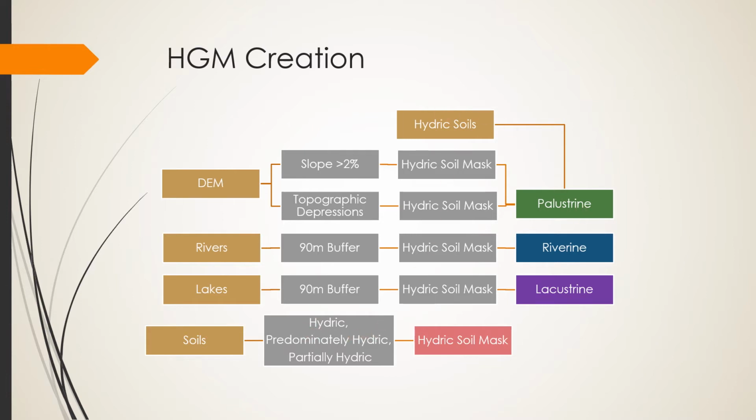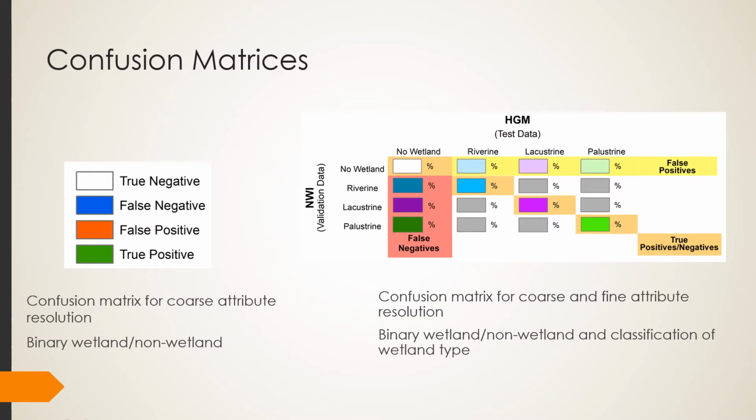So after creating the HGM, we compared it to the NWI data and used confusion matrices to visualize them. The first one is showing a confusion matrix for a very coarse attribute resolution. So it's only binary: wetland versus not wetland. In these confusion matrices, NWI is considered validation and HGM is considered the test data.